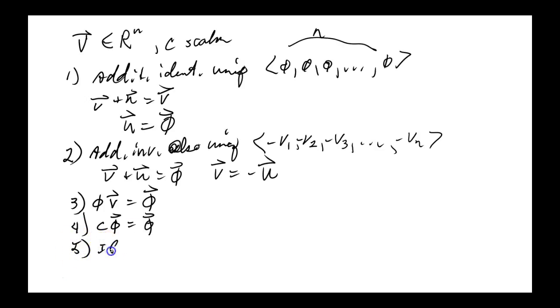Number 5. If cv is equal to the zero vector, then one of the previous has to be true: either the scalar c is 0, or the vector v is the zero vector. One or the other, there's no other way to get that. There are no other combinations. And then finally 6, and this is hopefully pretty obvious, the opposite of the opposite of v is equal to v.